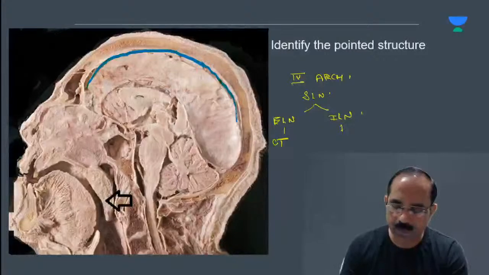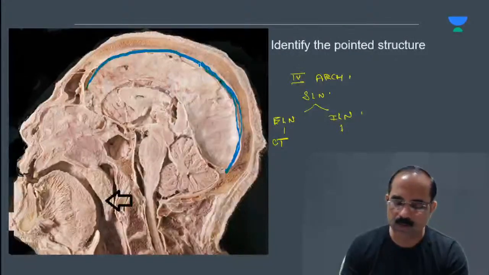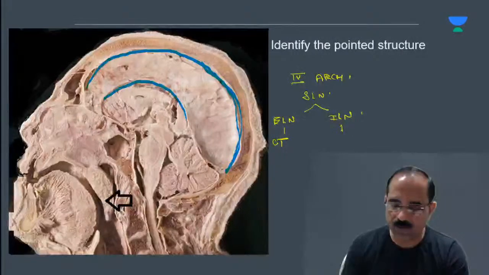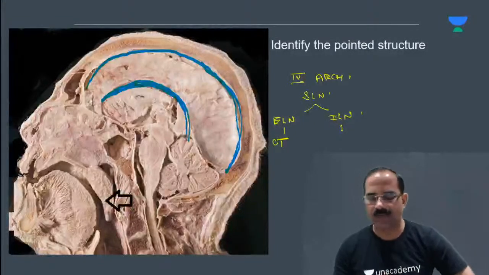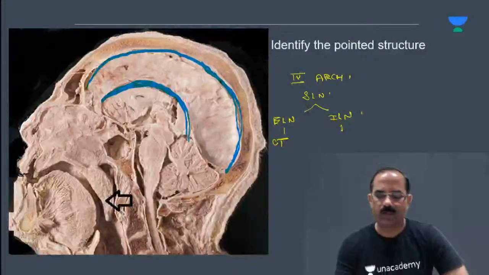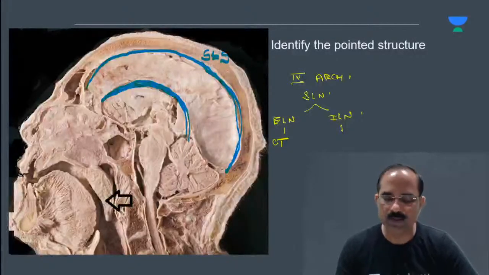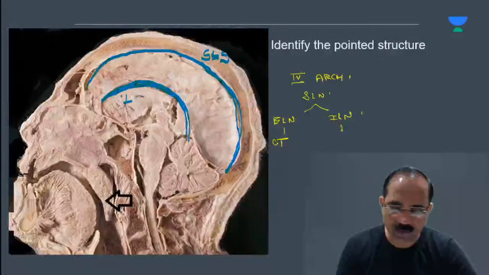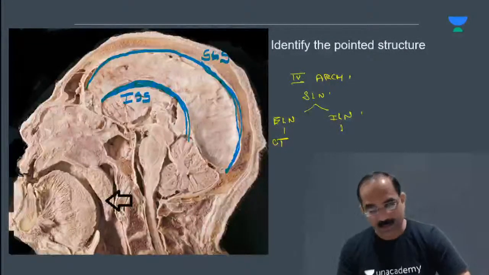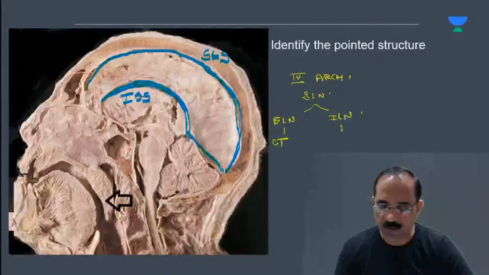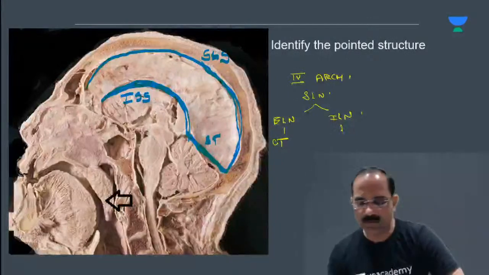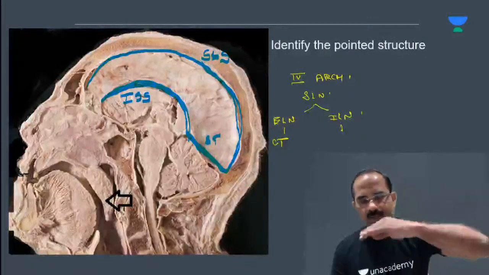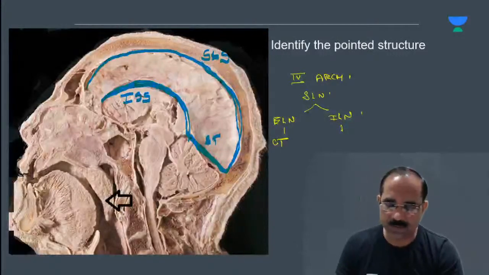On the superior border of the falx cerebri there's a sinus here, and there's a sinus here on the inferior border of the falx cerebri. Can anyone tell me what this sinus on the superior border is? That's the superior sagittal sinus. And what is this sinus? That's the inferior sagittal sinus. Now this inferior sagittal sinus continues as what? This is the straight sinus. So the inferior sagittal sinus continues as the straight sinus. Perfect, students.